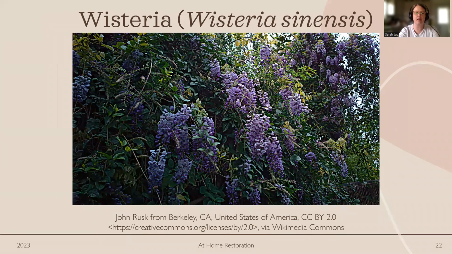Wisteria, another really, it's just a gorgeous plant. It's beautiful. And sadly, it is highly invasive. And the way that this plant affects the ecosystem is that it grows these huge vines that wrap around trees, and they kill the trees by girding them.